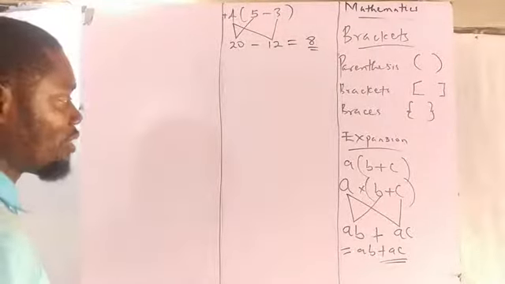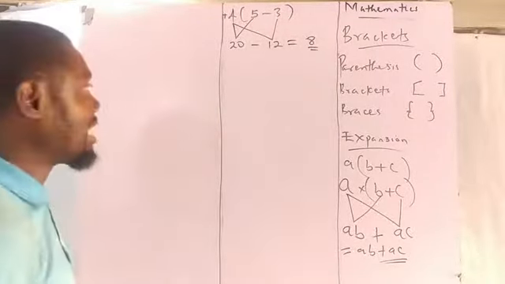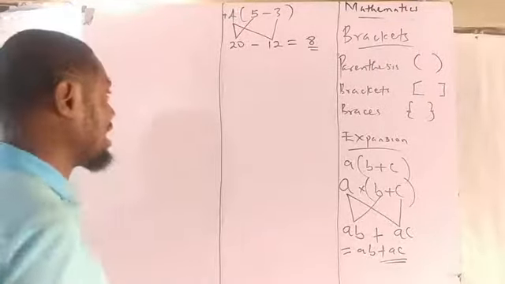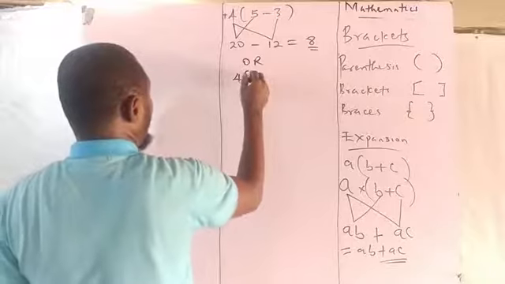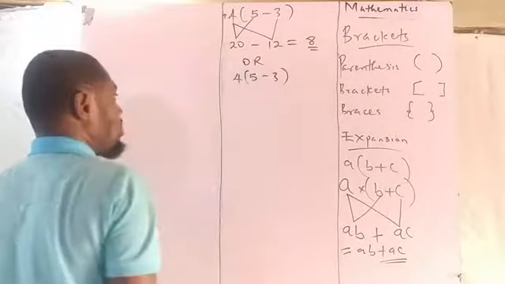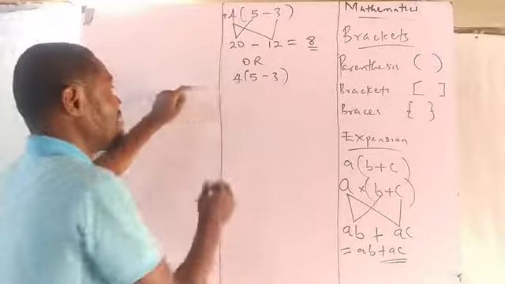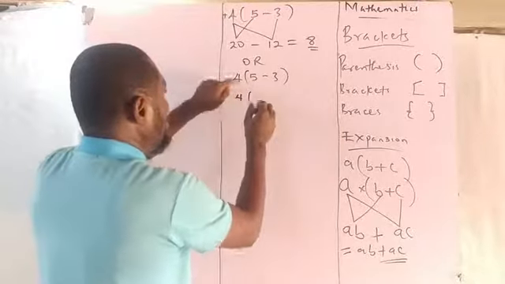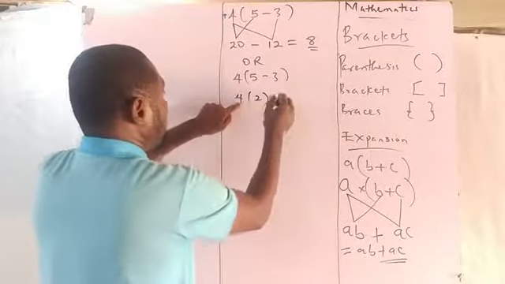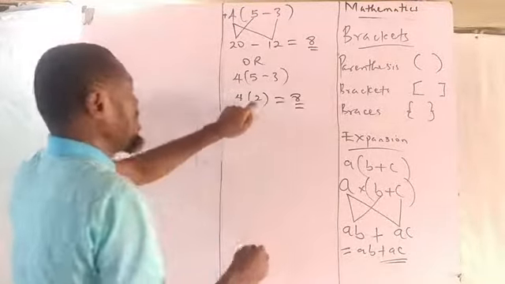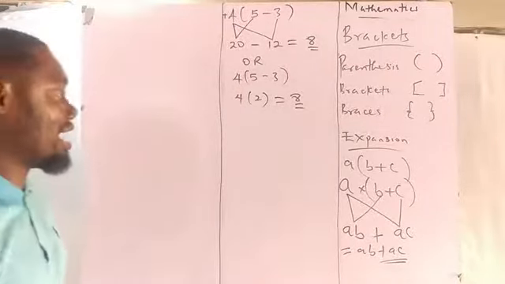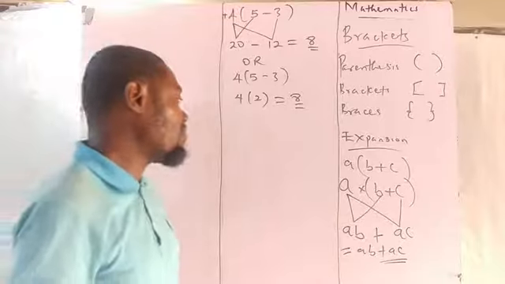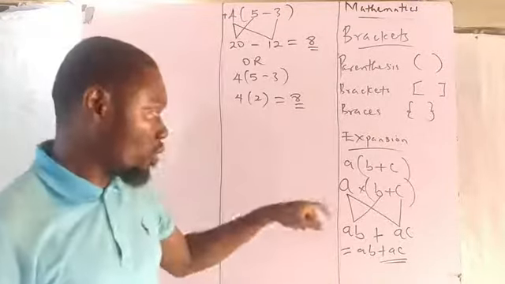Some people might decide to solve what you have in the bracket before expanding the bracket. For instance, you have that 4 into 5 minus 3. You might decide to solve what you have in the bracket. That will be 5 minus 3 is 2. Then 4 times 2 is 8. That is how to expand brackets that have numbers attached to the bracket.